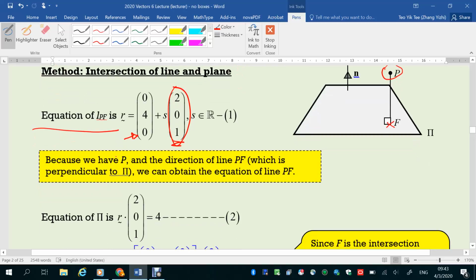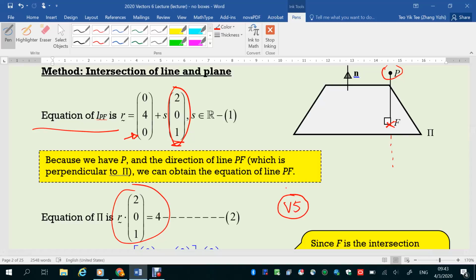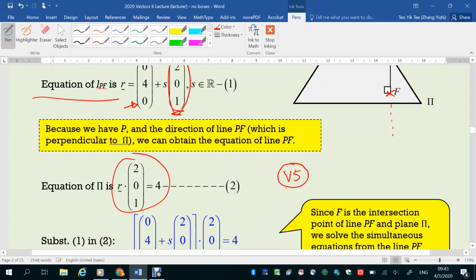You also have the equation of the plane in r dot n form. So look at it diagrammatically now. Point F happens to be the intersection between your line PF and the plane pi. So your chapter 5 concept must come in. I am going to find the intersection of my line PF with the plane pi. So how do I find the intersection of this line with the plane? I'm going to equate these two equations together.